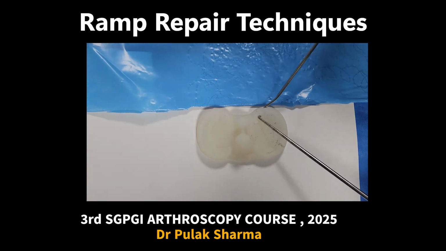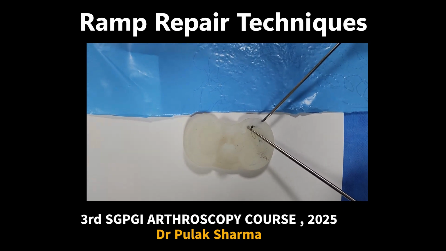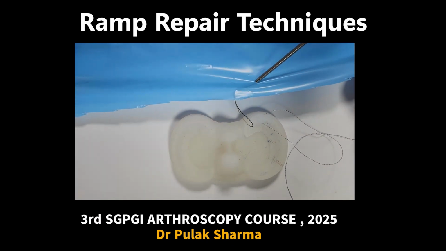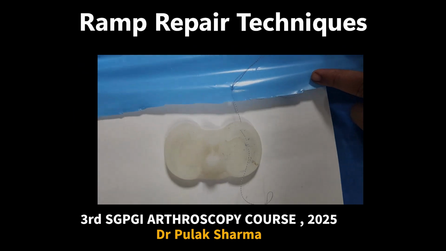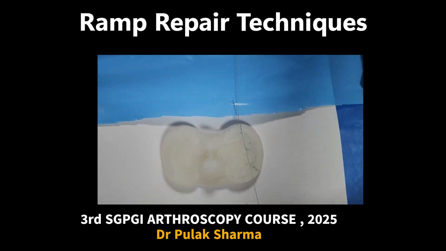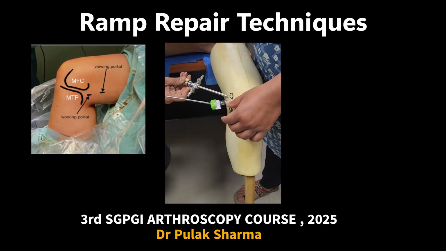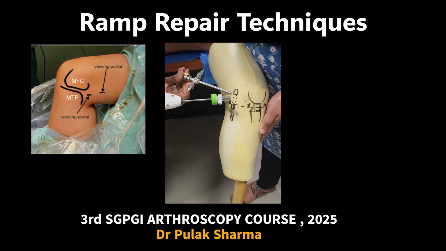The same process can be performed using a suture lasso. The choice between the mini and the lasso depends on the surgeon's preference and pattern of tear. The steps shown can also be performed by making two posteromedial portals.